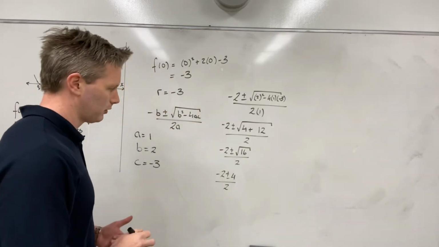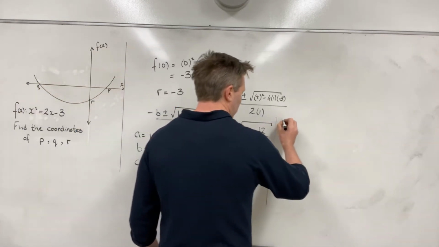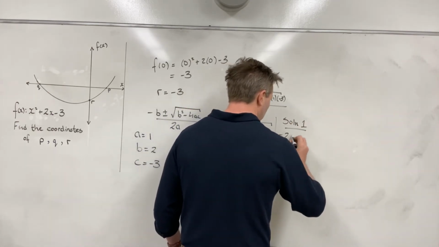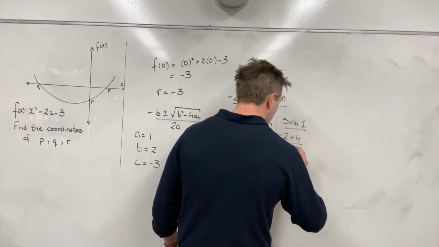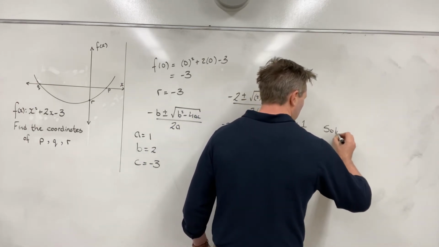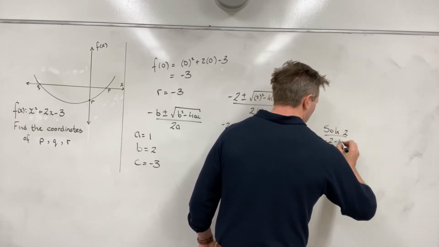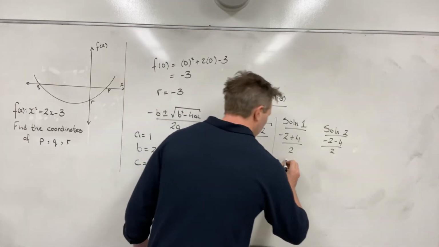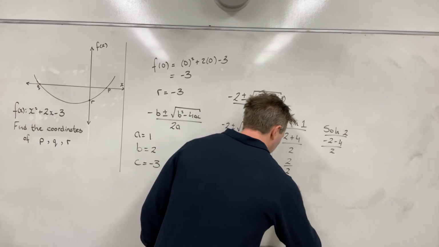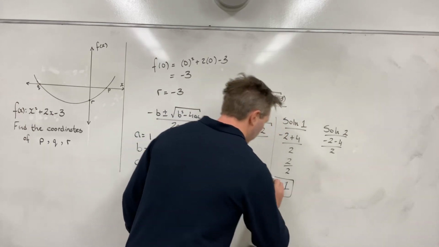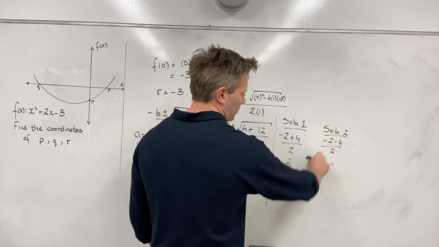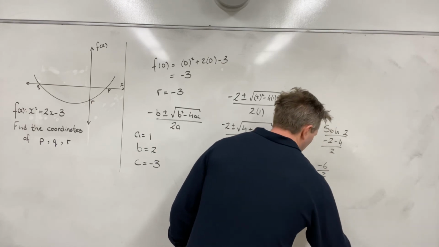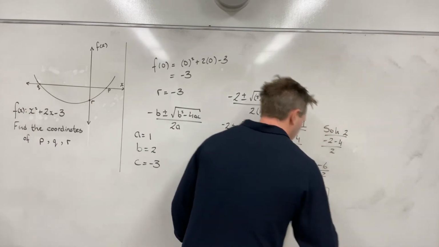And so I have 2 solutions. Solution 1 is minus 2 plus 4, all over 2. And solution 2 is minus 2 minus 4, all over 2. Minus 2 plus 4 is 2, all over 2, which is equal to 1. That's my first solution, or my first root. Minus 2 minus 4 is minus 6, all over 2. Minus 6 over 2 is negative 3. And that's my second solution.